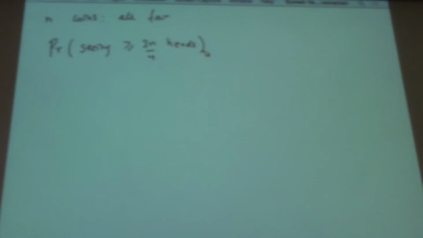Suppose I'm tossing a bunch of coins. I'm going to use this example as a running example. So I have n coins, they're all fair. What's the probability of seeing more than 3n over 4 heads? So I toss a fair coin 1,000 times, and I want to know the probability that I'll see more than 750 heads.